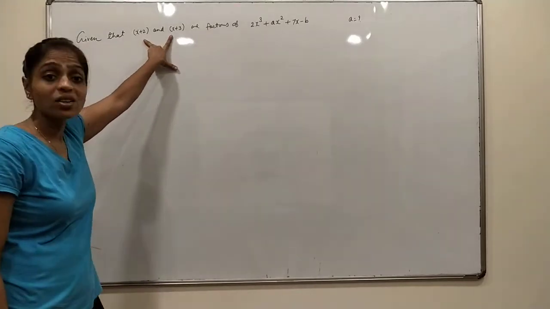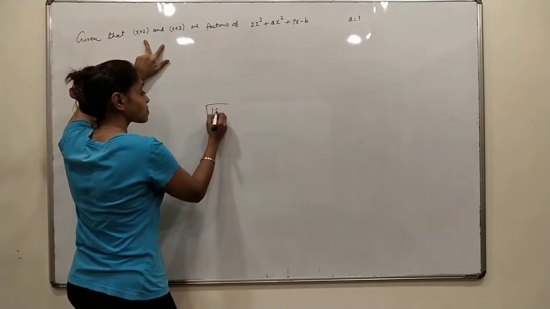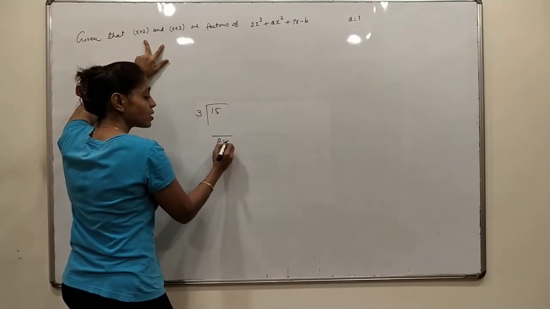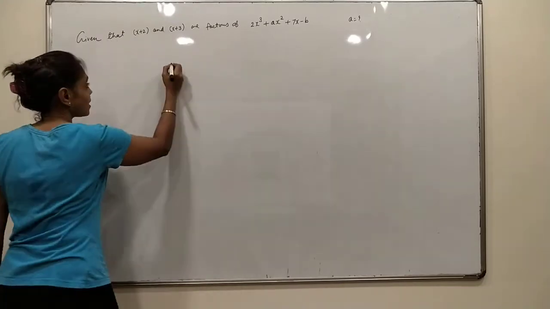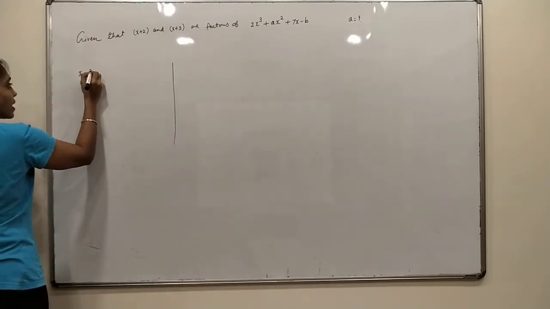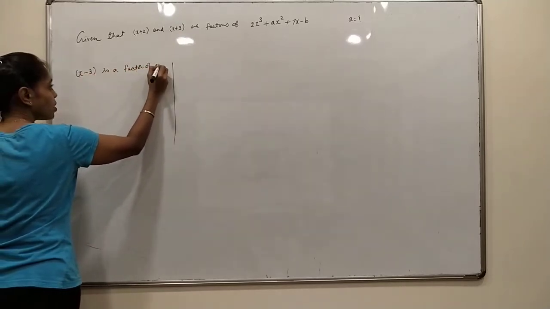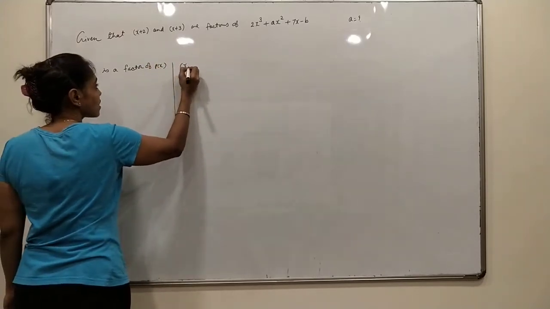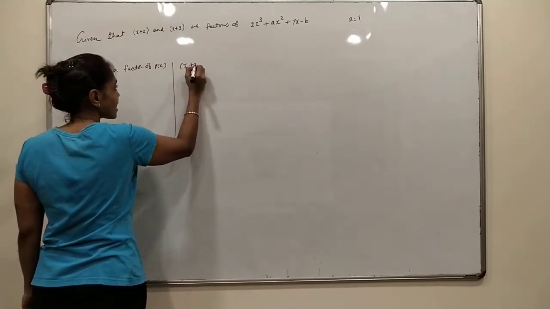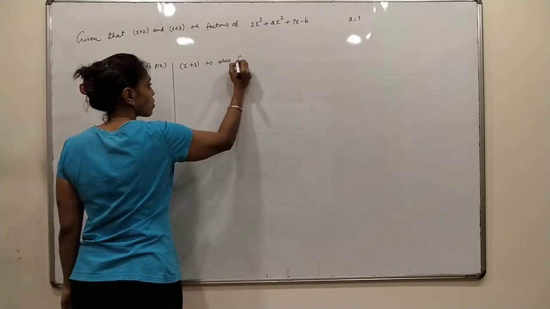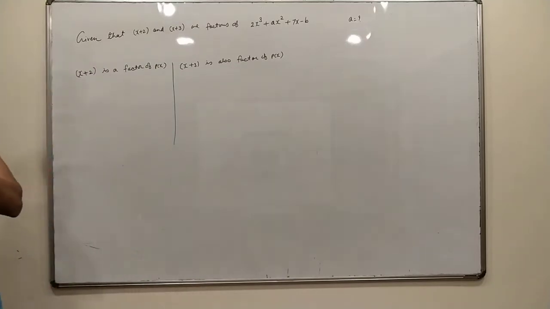Given that these two are factors, if x plus 3 is a factor, then the remainder is 0. Understood? Given that these two are factors, so take the parts here: x plus 2 is a factor of p of x, and x plus 3 is also a factor of p of x. Understood?